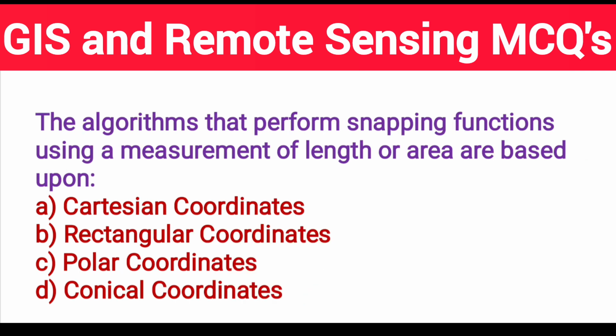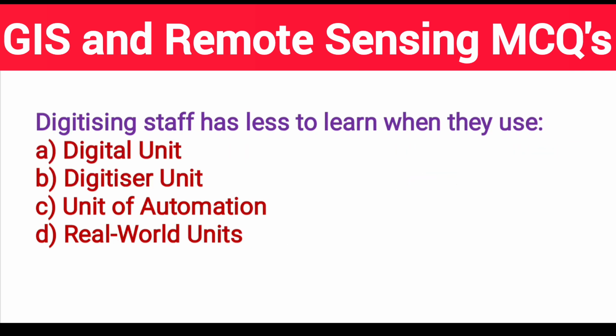Next question, the algorithms that perform snapping function using a measurement of the length or area are based on option A Cartesian coordinates, option B rectangular coordinates, option C polar coordinates, option D conical coordinates. So the correct answer is option A Cartesian coordinates. Next question, digitizing staff has less to learn when they use option A digital unit, option B digitizer unit, option C unit of automation, option D real world units. So the correct answer is option B digitizer units.